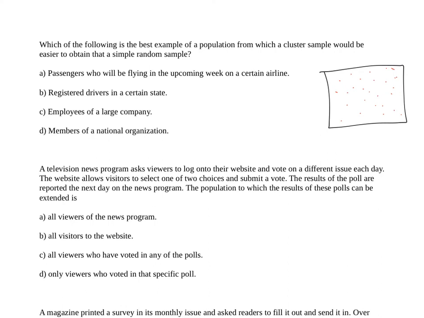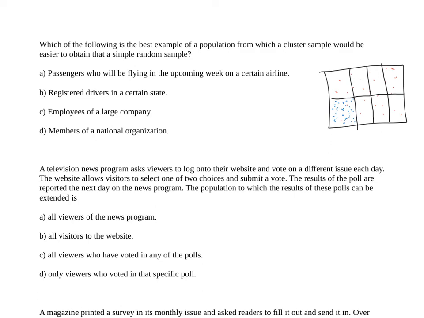But if we have a population that separates easily into groups like this, then a cluster sample would be if you select one of these subgroups that are easy to find, and then you do sampling just within that group. And sometimes you'll even just do a simple random sample within the cluster. Alright, so that's kind of the distinction.